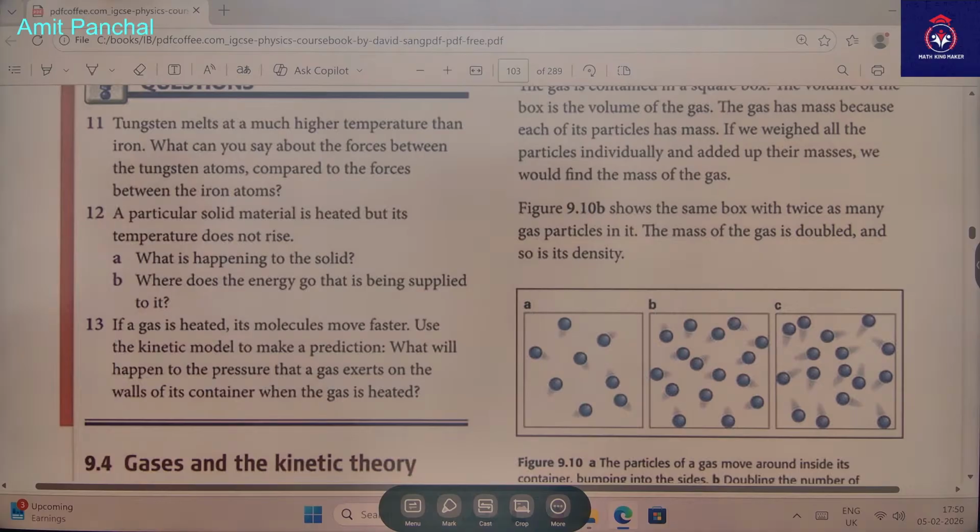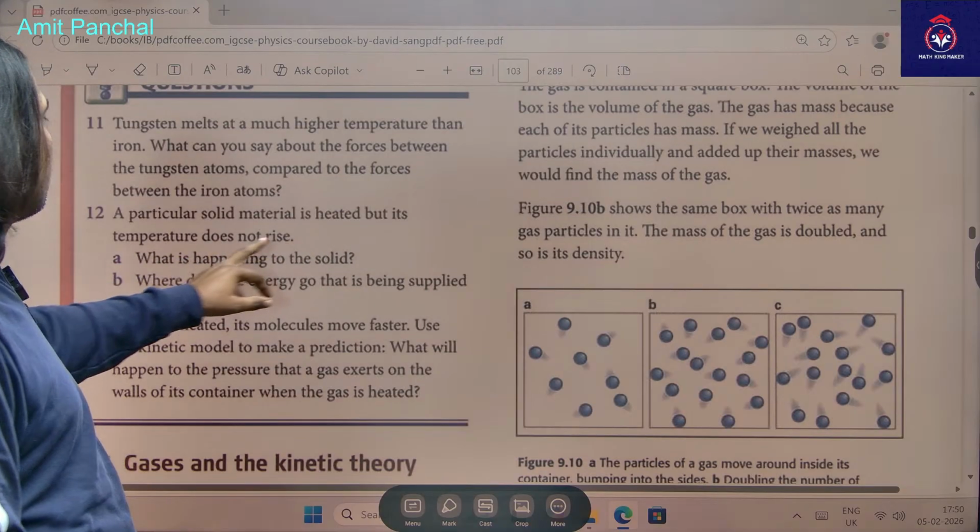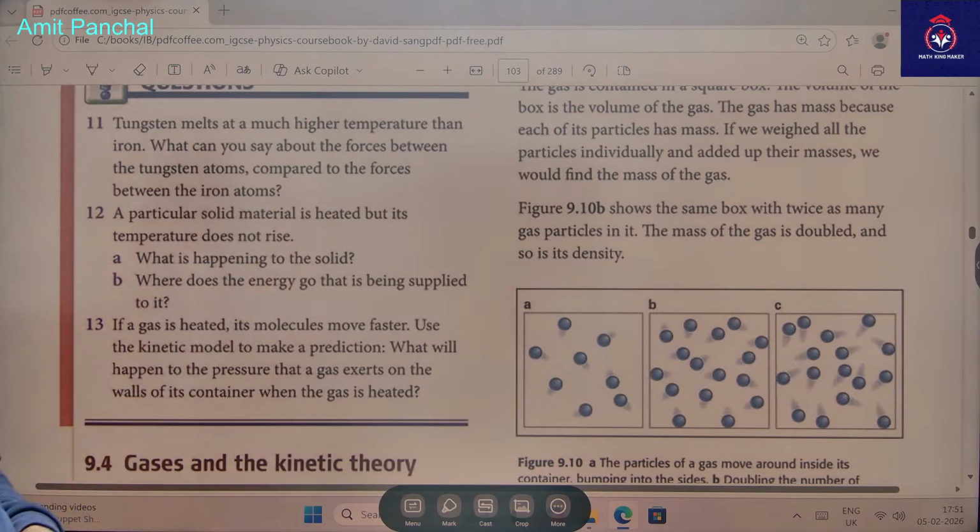Oh, I think it's an insulator, sir, right? The temperature does not rise. No, but that does not mean it's an insulator. It's a solid material. A particular solid metal is heated, but its temperature doesn't rise. Yeah, it is an insulator. Okay.